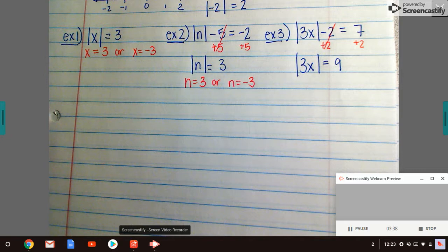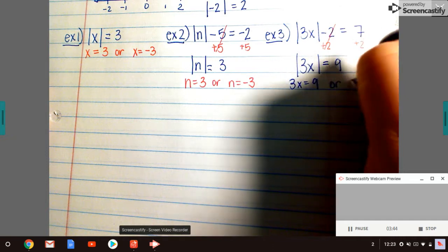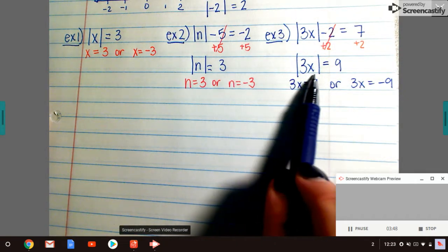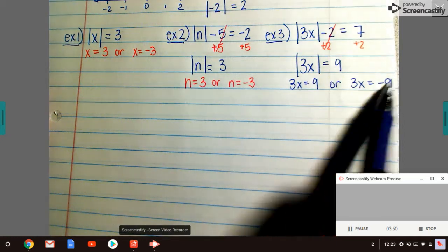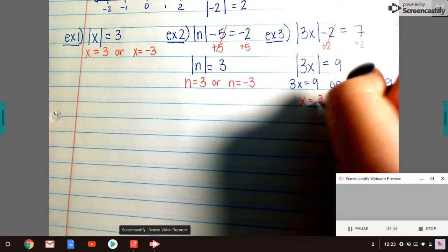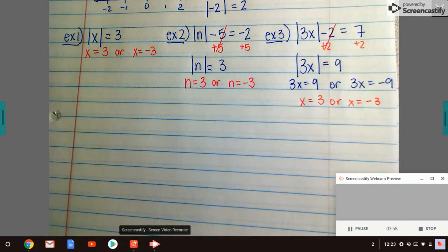So I need to split it up at this point. So either 3x equals 9 or 3x equals negative 9. So once you get your absolute value by itself, then you split it up into the or statement. And from here I can solve either x equals 3 or x equals negative 3.